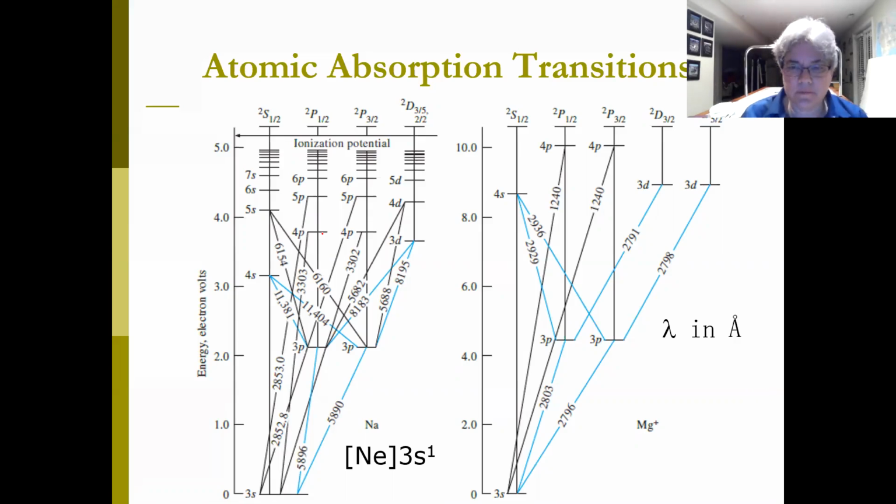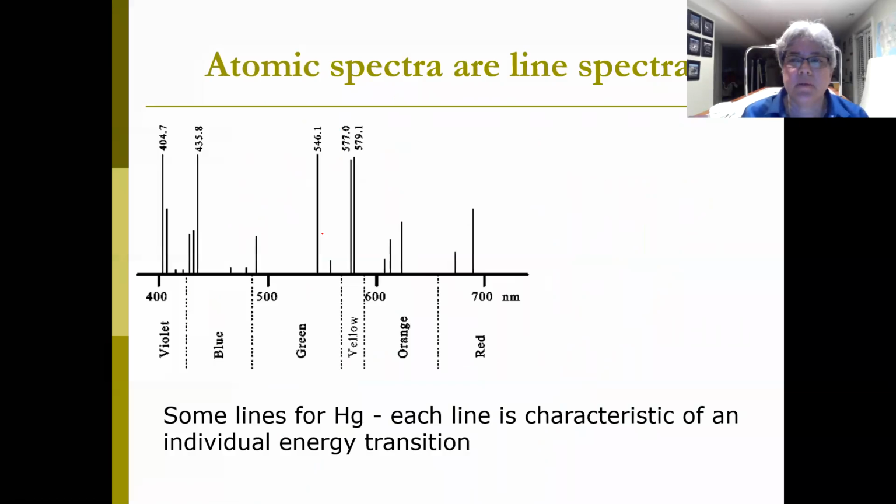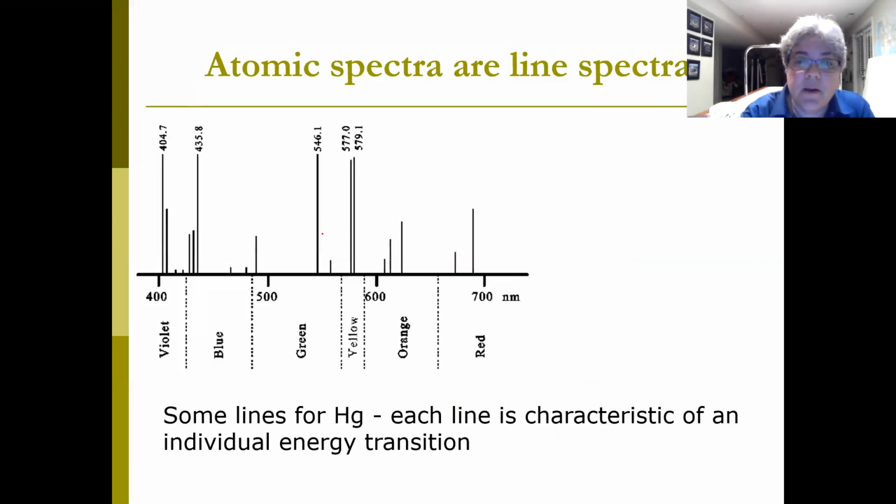Okay, now we said these transitions are going to be narrow lines. So for example, this might be what this partial spectra of mercury looks like. Notice each one of these very narrow lines corresponds to a different transition. It's one of those valence electrons going to a higher orbital.